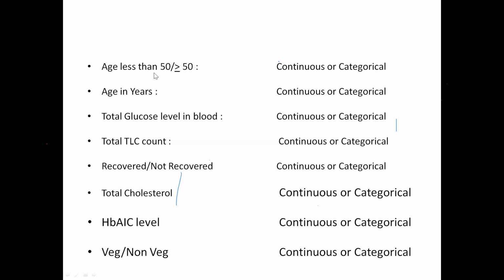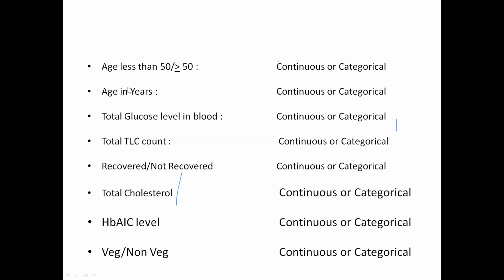So age less than 50 and more than 50, we have only two pieces of information. If the participant who is visiting you is asked whether your age is less than 50 or more than or equal to 50, you are asking only two things. So you are collecting your information in categorical nature. So in this case, this type of data is categorical data. Is it clear or not? Yes, sir, it is clear.